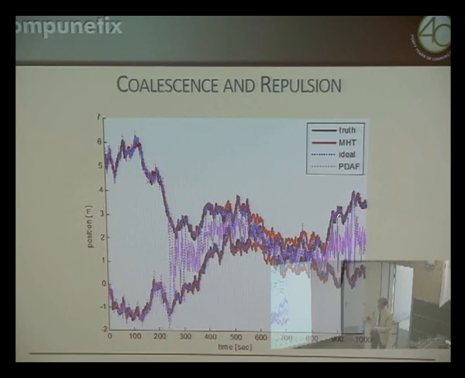That's the best that you can do. That's the blue solution. The probabilistic data association filter, you can see that it suffers when the targets get close. Why does it suffer when the targets get close? It suffers what's called coalescence.